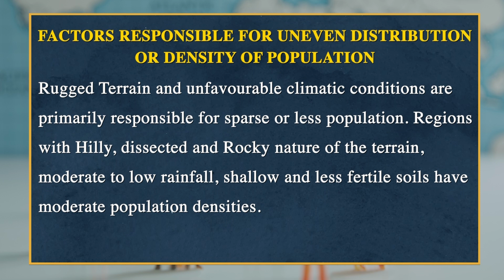Now let us discuss the factors responsible for uneven distribution or density of population. Rugged terrain and unfavorable climatic conditions are primarily responsible for the sparse or less population. Regions with hilly, dissected and rocky nature of the terrain, moderate to low rainfall, shallow and less fertile soils have moderate population densities. On the other hand, flat plains with fertile soils and abundant rainfall have high density of population.